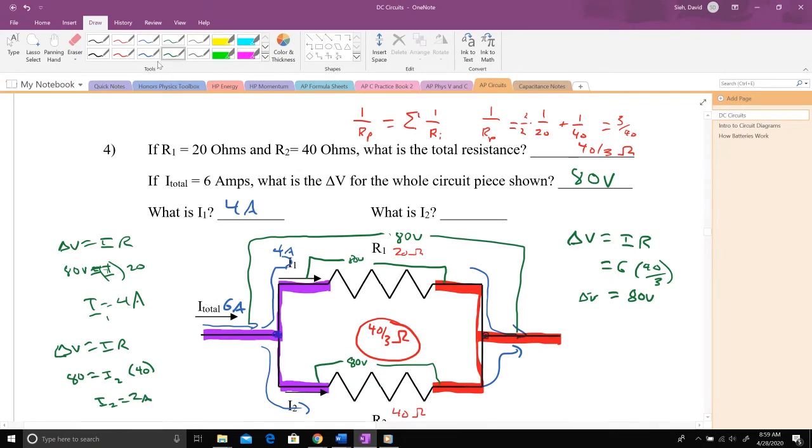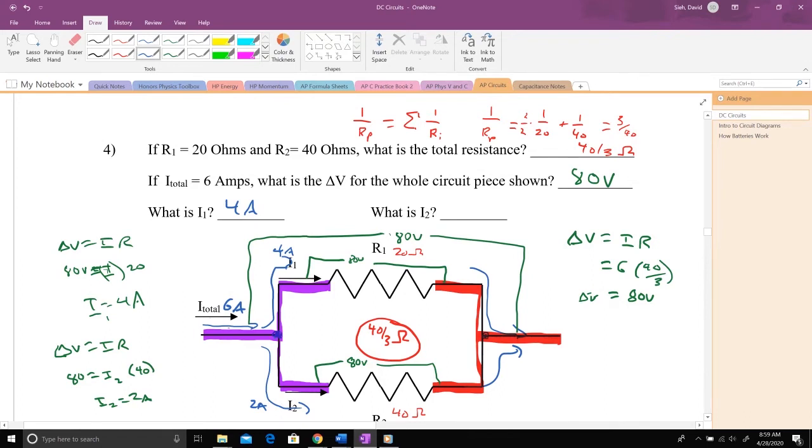And hopefully you feel pretty good about that 2 amps. You say, yeah, because look, 6 amps flowed into this little junction here on the left side. And so 6 amps flows into the junction. I better have 6 amps of charge going out, because you can't create or destroy charge. So if 6 goes in, 4 goes one way, 2 goes the other way. It has to add up to be 6.